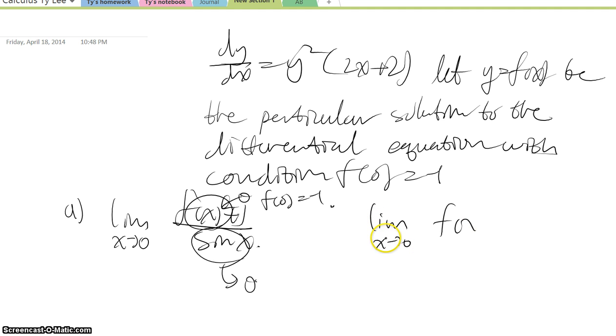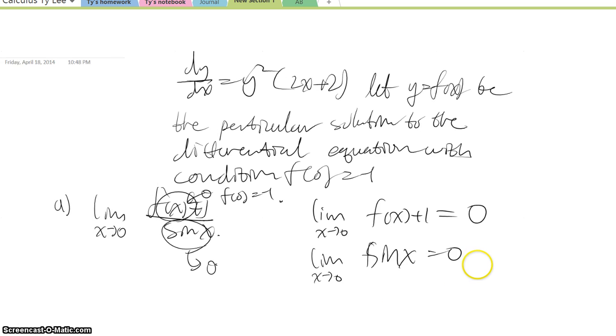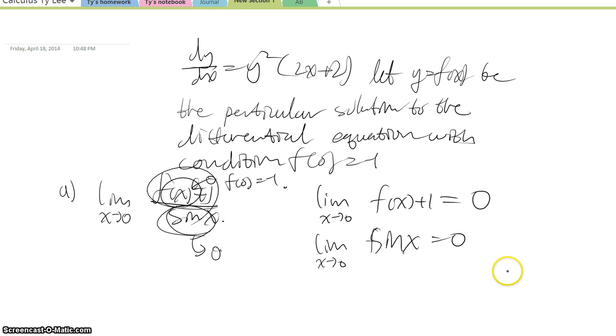I'd like to write that f(x) plus 1 approaches 0, whether from negative or positive, I don't really care. And sine of x is approaching 0 as well. So I'm just writing down L'Hopital's rule, and hopefully when I differentiate f(x) plus 1 and sine x, we'd get something else. Okay, so I write H above the equal sign, x approaches 0, cosine x dividing.